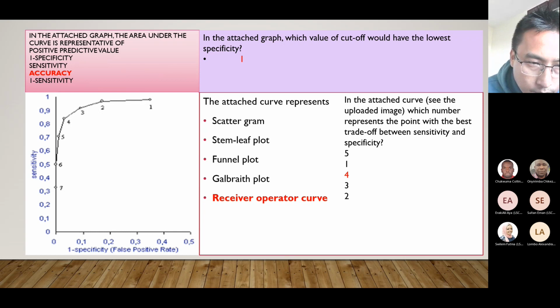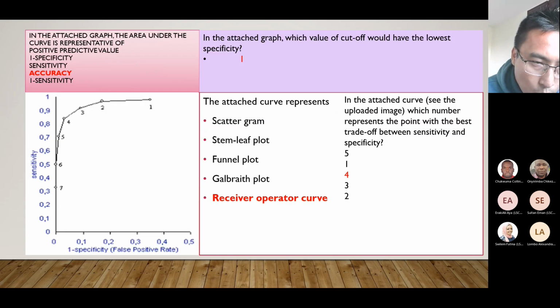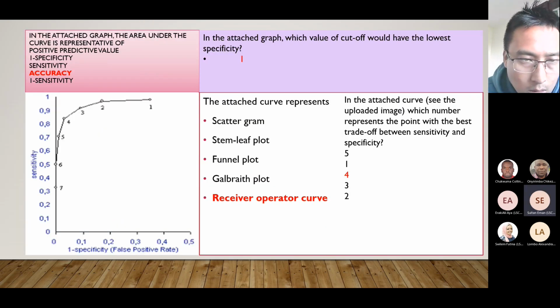Let me just go back. This arrow is called the best trade-off or the ideal clinical discriminator. So if you look at this, you have to find out which one is closest to this one. So in the exam, if they ask which one is the best trade-off, which one would you take? Which one is closest to this one? Which number? 4. Are you clear how to answer this question if they ask?